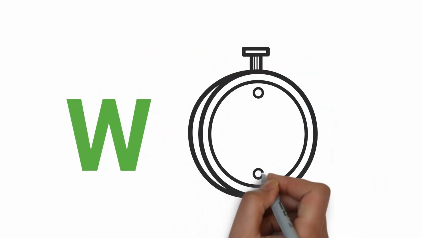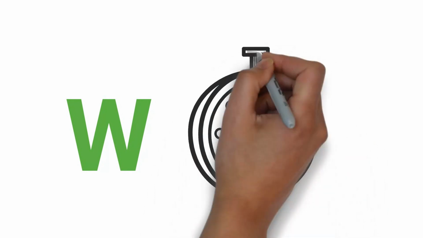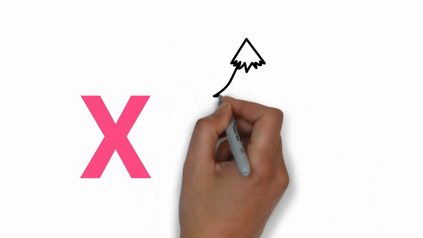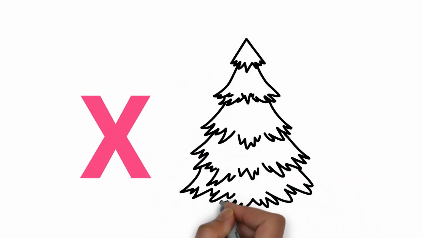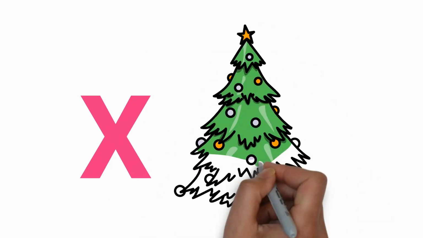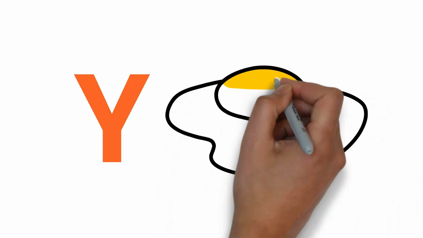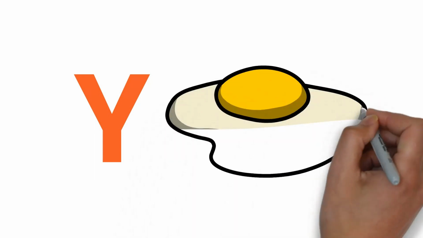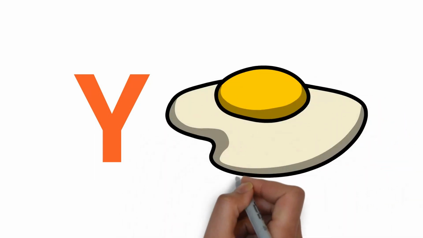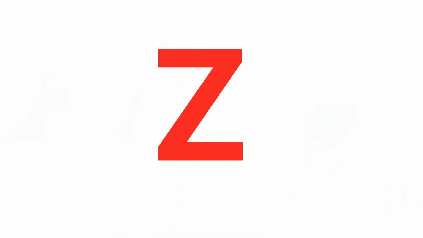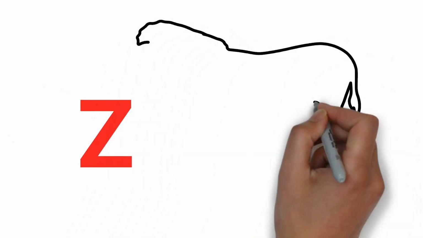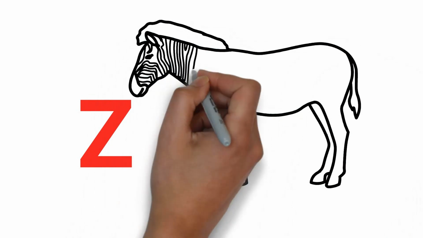W. W for watch. X. X for Xmas tree. Y. Y for yo-yo. Z. Z for zebra.